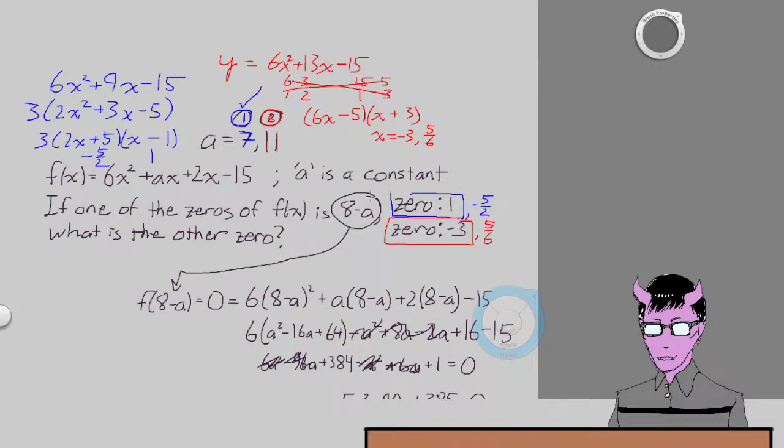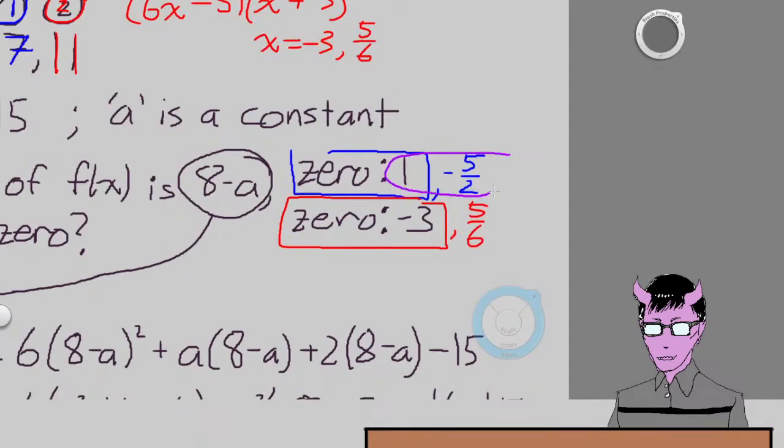So solving for the situation, we figured out 2 potential values for a. A could be 7 or a could be 11. So if a is 7, then the first 0 is 1, which means the second 0 is going to be -5/2. So that's scenario 1. But then if the a value is actually 11, then the first 0 is -3, and then the second one will be 5/6. I don't think anything is violated in these situations, because the domain for this is all real numbers, so I trust that these 2 scenarios are correct.